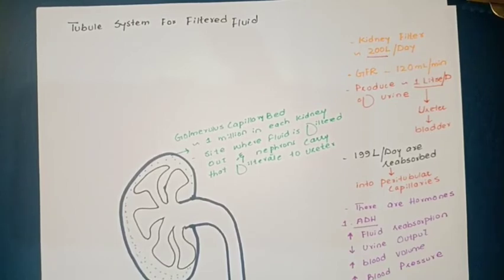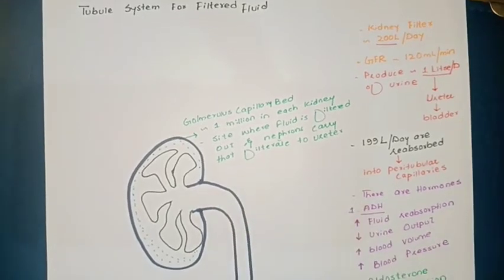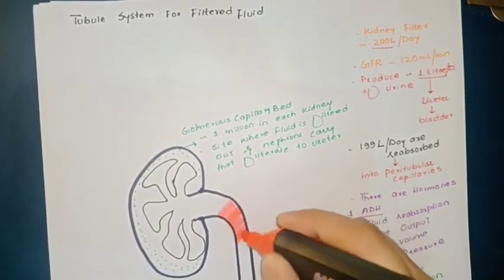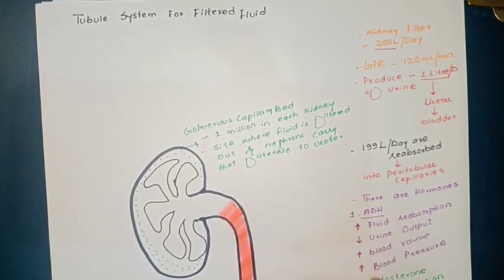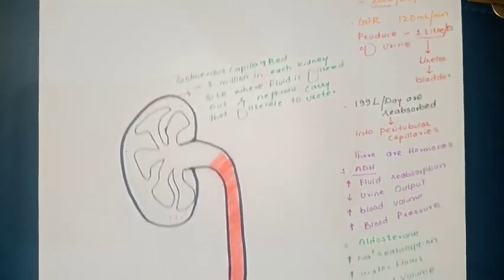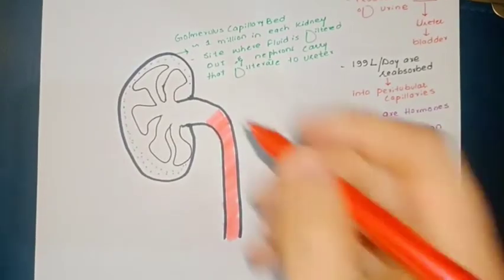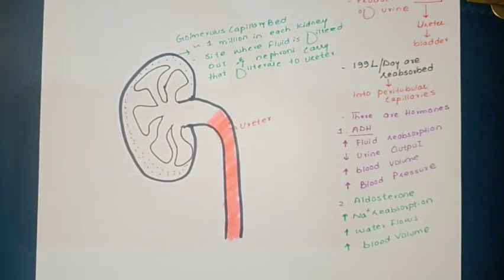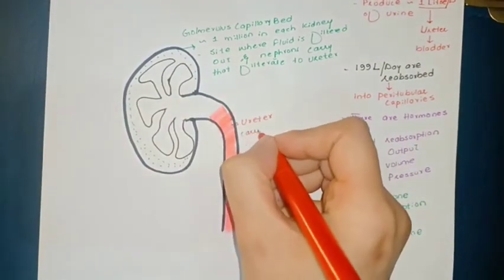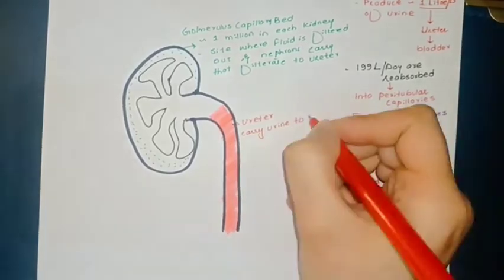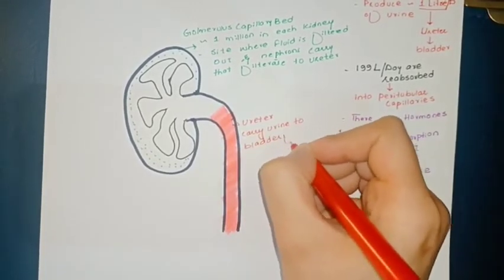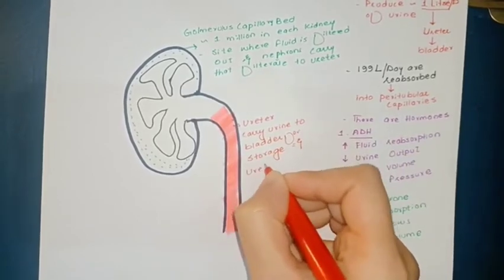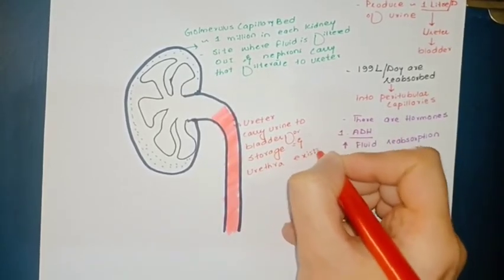Number two is the ureter. This is the ureter, you can see it here. The ureter carries urine to the bladder for storage, and the urethra exits the body.